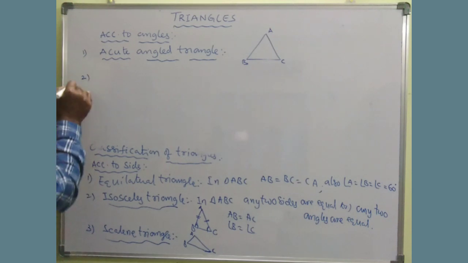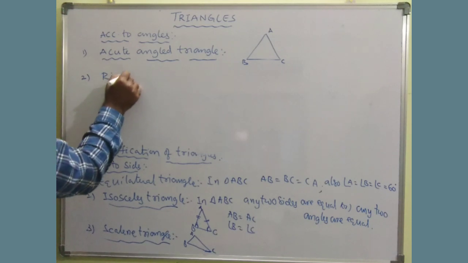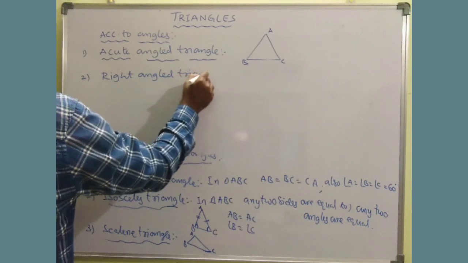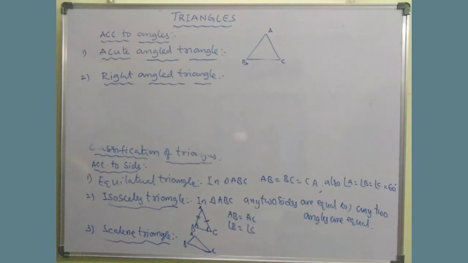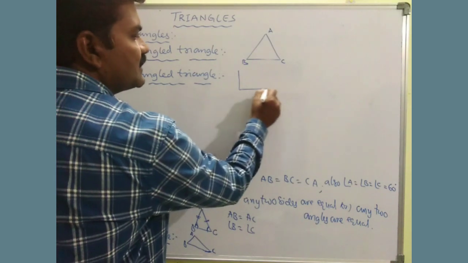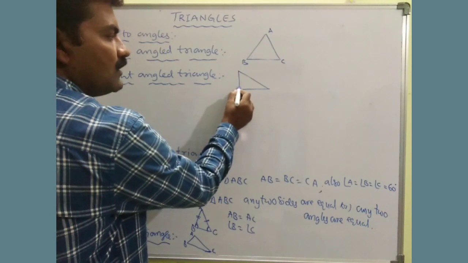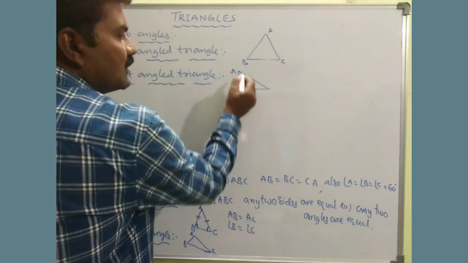And the second one, right angled triangle. I think everybody knows this definition. A triangle in which one of its angles is a right angle. For example, assume that this is a triangle in which one of its angles is a right angle, I mean equal to 90 degrees.